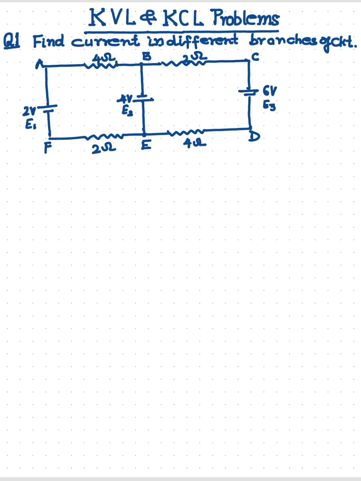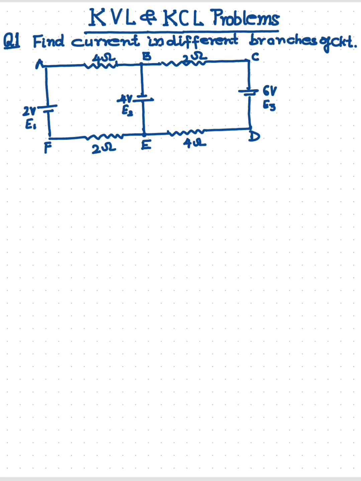And we have to find the current in the different branches. Different branches means this branch and this branch. So our procedure is: in step first, we assume the current direction. The second step is the loop direction, and in the third step we apply KVL and KCL. This is our procedure. So now let's distribute the current.